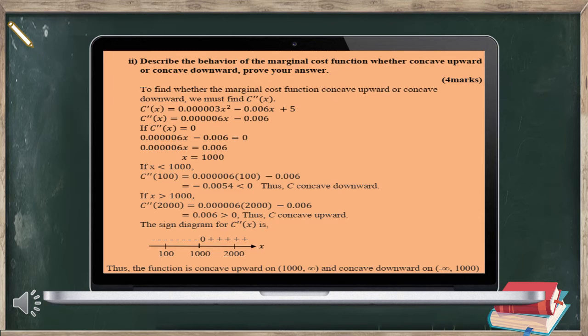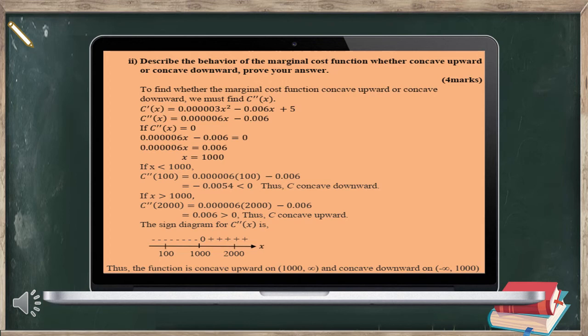So because 0.006 is larger than 0, thus the cost function is concave upward. The line shows the test of two regions, to the left of x equal to 1000, and then to the right of x equal to 1000. So the final answer is, thus the function is concave upward on (1000, infinity), and concave downward on (negative infinity, 1000).